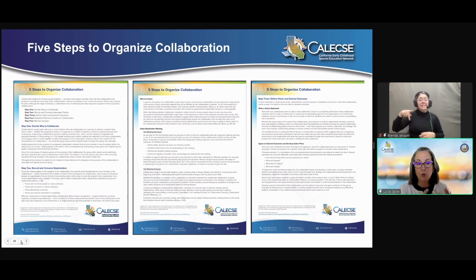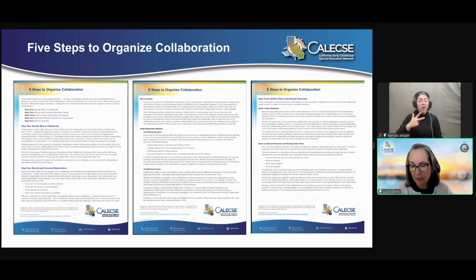So again, you really do need to have an intentional conversation for recruiting and convening your stakeholders. Once you're there, there needs to be work into really defining the vision and the desired outcomes specific to the collaboration in Part C to B transitions. And there are very specific steps. That's the third resource on this slide.